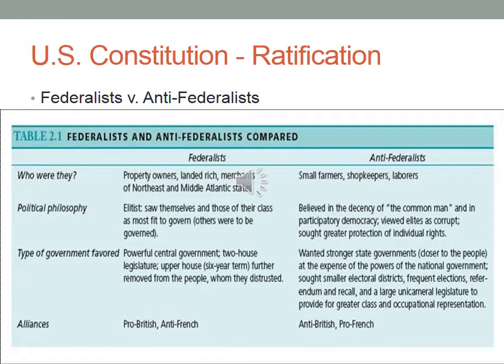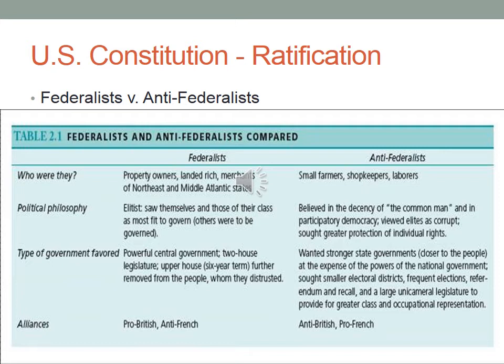Now, the ratification debate. This idea that they must approve or ratify this Constitution came down to a division between two different groups. One, the Federalists, who supported the Constitution as it was written, and then the Anti-Federalists, who didn't necessarily like the Constitution as it was written, and demanded more protections, more freedoms, and protections for the states and the individuals against a strong national government, because the new Constitution gives the national government much more power than it had under the Articles of Confederation, and the Anti-Federalists feared this.